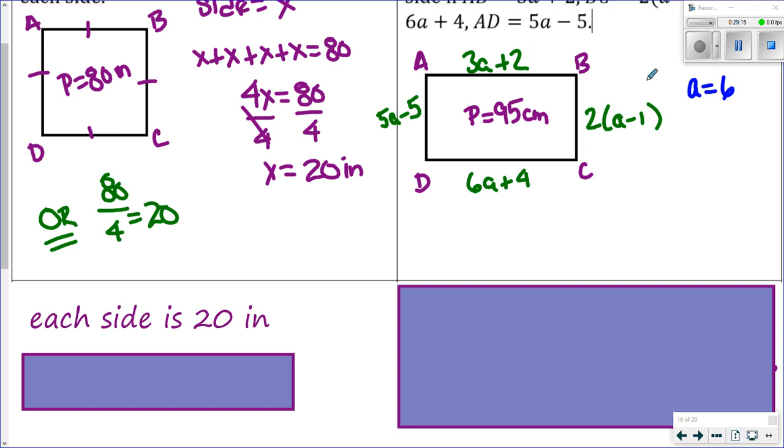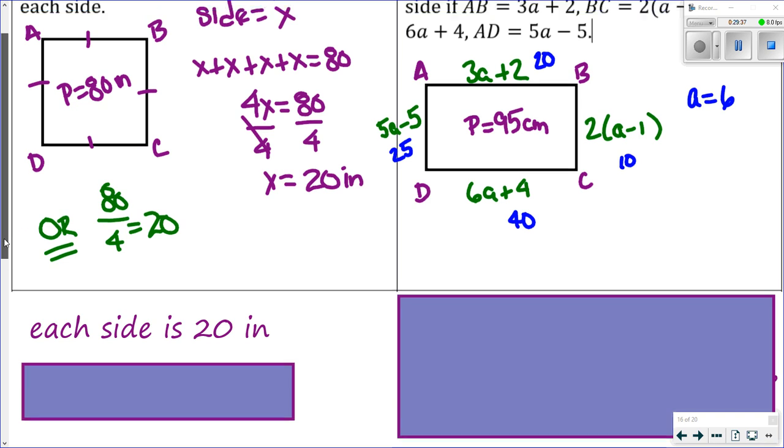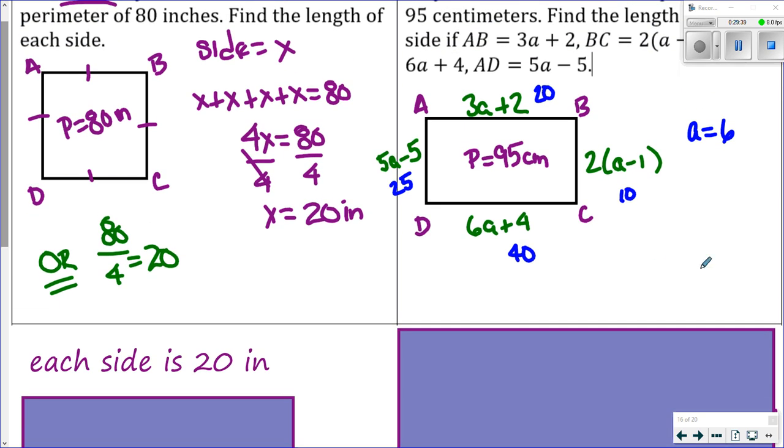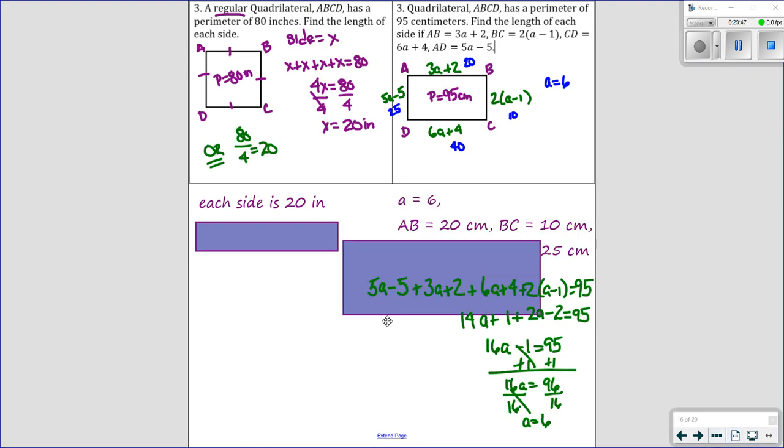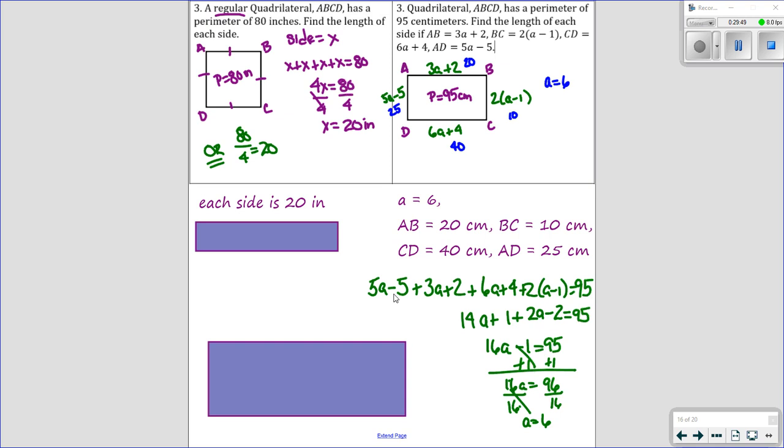So for this one, 18, this would be 20. This one is 36. So that would be 40. Be 30. 25. And then this one, 6, 5, and that's 10. And of course, you need to have your dimensions, centimeters.